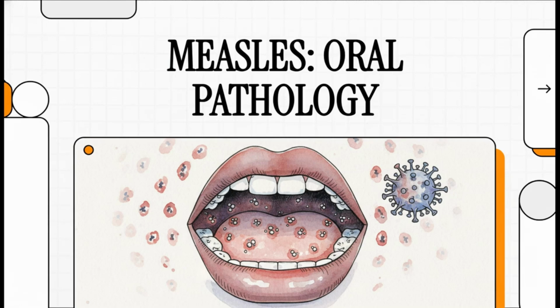All right, future clinicians, let's get right into it. Today, we're tackling a classic infectious disease, but we're looking at it from your unique perspective, the oral cavity. We're talking about measles, or rubeola. Now, you probably think of measles as a kid's disease, a body rash that's a pediatrician's problem. But what if I told you that the earliest, most telltale signs show up right in the one place you're an expert, right in the mouth?